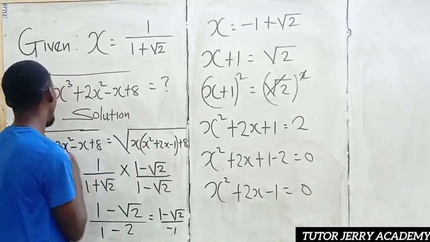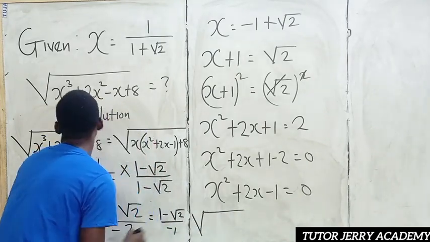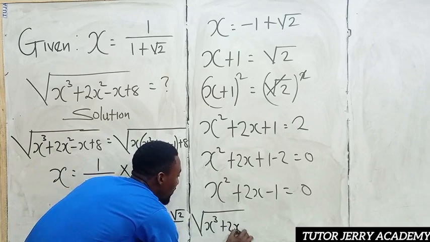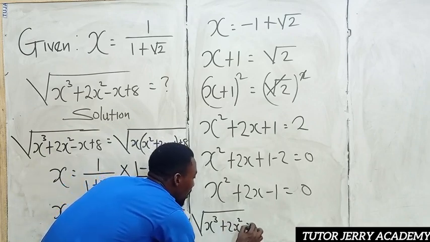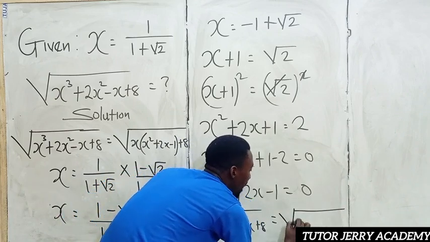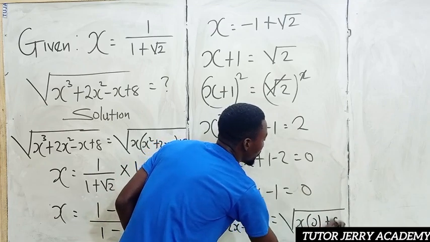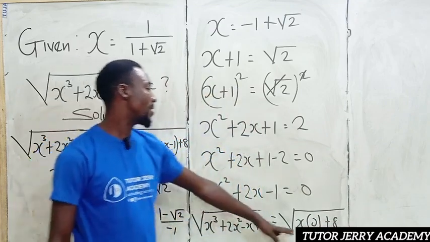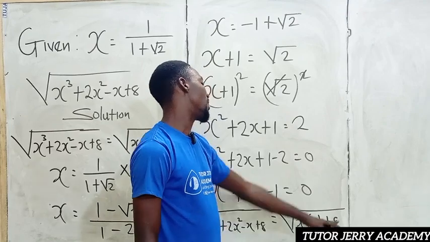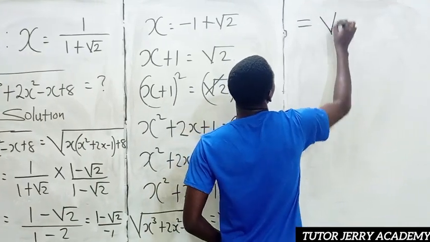Then we can therefore write this as the square root of x cubed plus 2x squared minus x plus 8 is equal to the square root of x into, we replace this with 0, plus 8. So x multiplied by 0 is 0, and 0 plus 8 is 8. So our answer here is nothing but root 8.